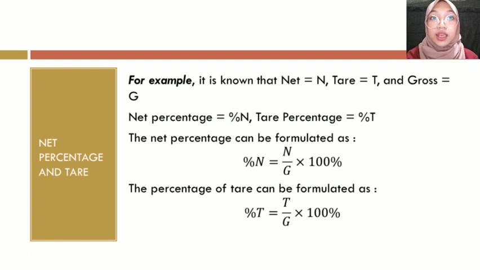Net percentage and tare. For example, it is known that net equals N, tare equals T, and gross equals G. Net percentage equals %N, and then tare percentage equals %T. The net percentage can be formulated as %N equals N per G multiplied by 100%. The percentage of tare can be formulated as %T equals T per G multiplied by 100%.